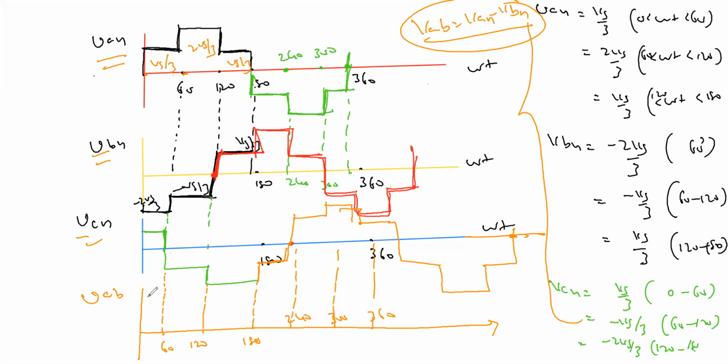How much is this? This is what I am saying. VS by 3 minus. What is this value? VS. So 0 to 60, it is VS. 60 to 120. 2VS by 3 minus of minus VS by 3. How much is this? Is there no difference? Guys, are you there? Yes, sir. Okay, fine. Nice.